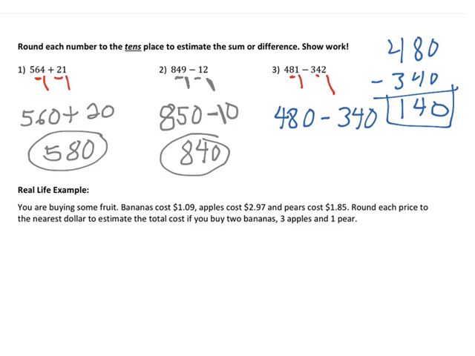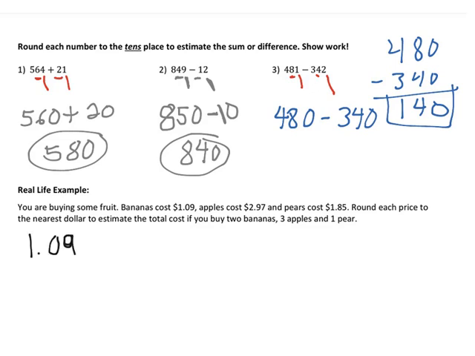All right, last one. Real life example. Here's the one I was talking about at the very start. You are buying some fruit. Bananas cost $1.09. Apples cost $2.97. And pears cost $1.85. Round each price to the nearest dollar to estimate the total cost if you buy 2 bananas, 3 apples, and 1 pear. We don't want to add up bananas $1.09 twice and $2.97 3 times. So we're going to do this.